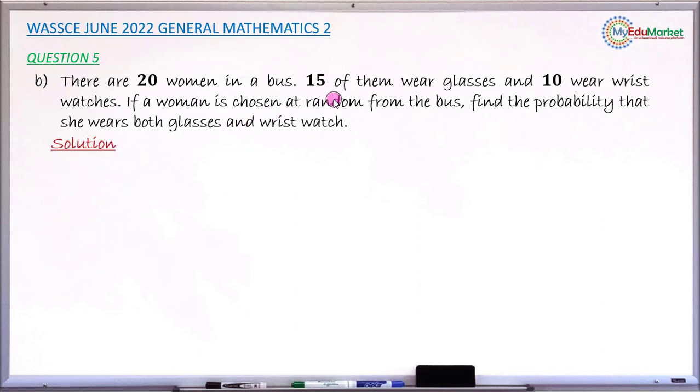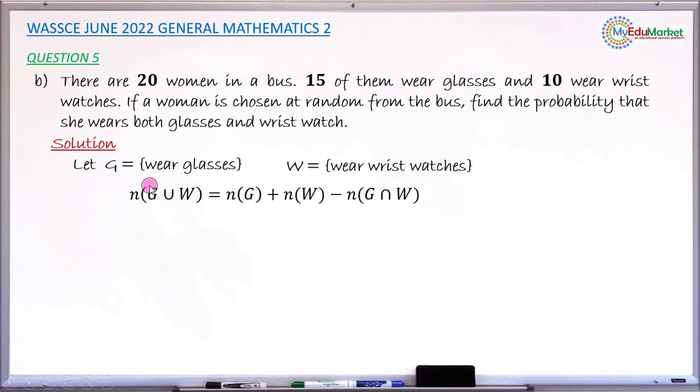This problem can be termed a set problem. If I let G be the set of those women that wear glasses and W be the set of those women that wear wristwatches, the formula says the number of elements in the union of G and W is equal to the number of elements in G added to the number of elements in W minus the number of elements in the intersection of G and W. Substituting in this formula, the union will now be 20.